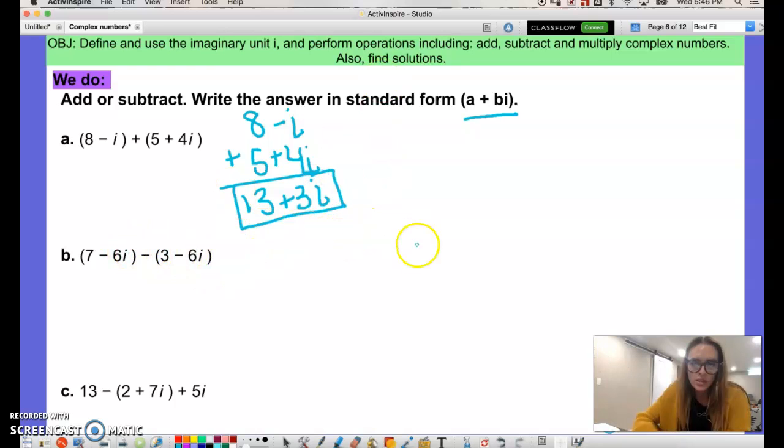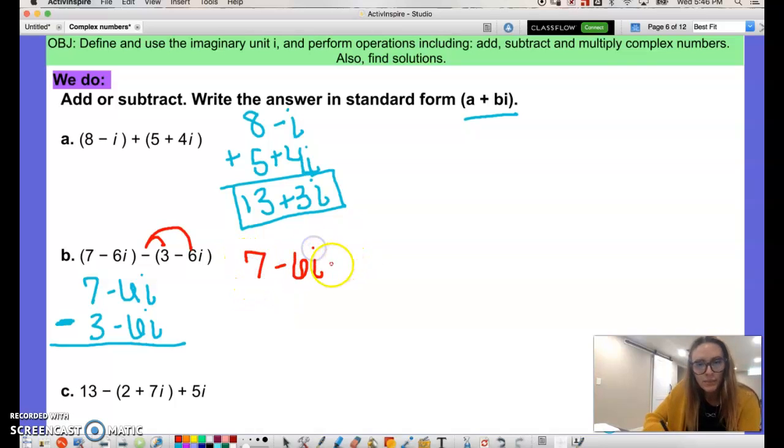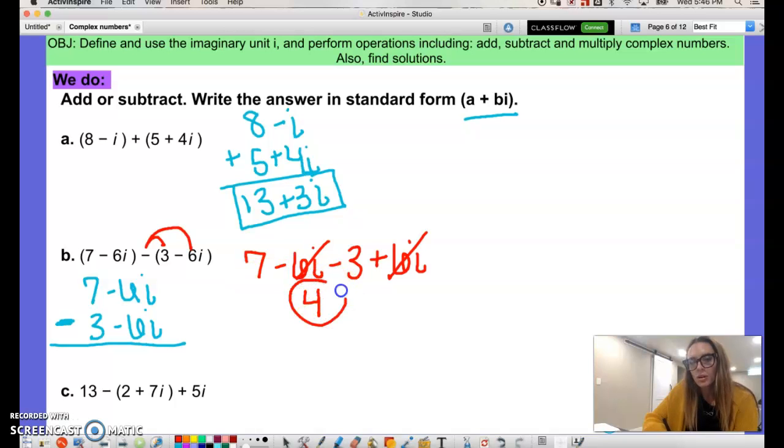Okay, it gets tricky with a subtraction problem. So for a subtraction problem, you're actually going to have to line it up like this and write a big subtraction sign out here, or you're going to have to distribute the negative before you do that. So I will show you what I mean by distributing the negative. So get rid of the parentheses first, right? So 7 minus 6i minus 3, and then minus a negative 6i is going to be plus 6i. And now you can just combine like terms. So negative 6i plus 6i actually go away, and 7 minus 3 is 4. Okay, so just a couple different strategies.